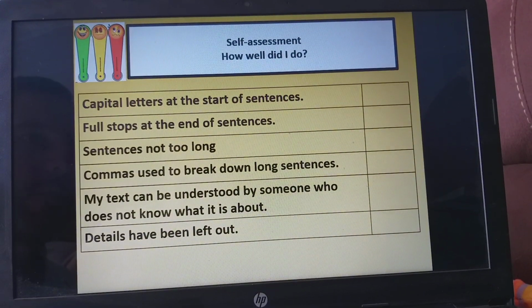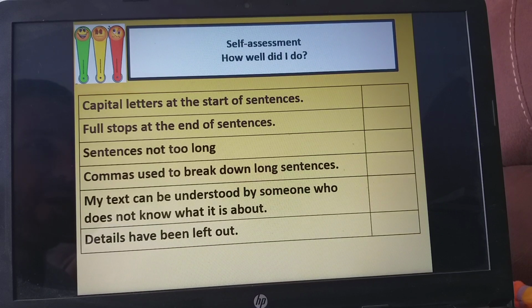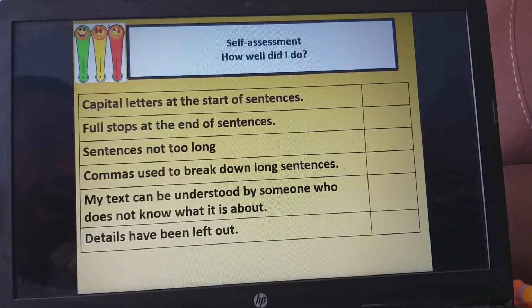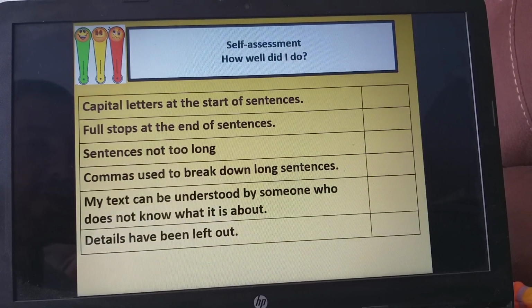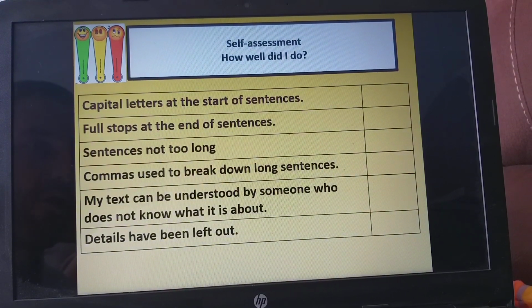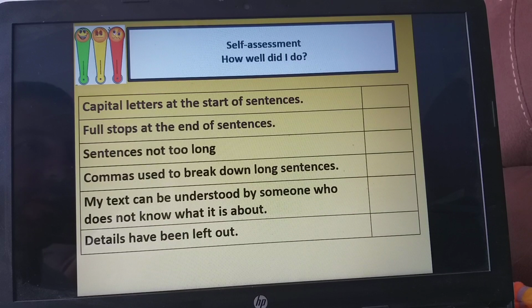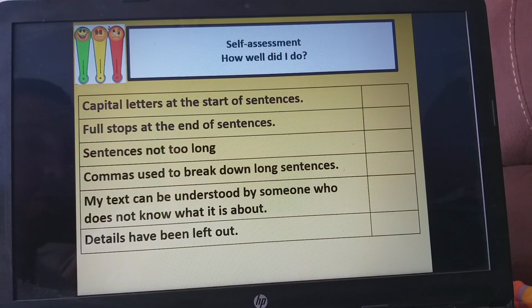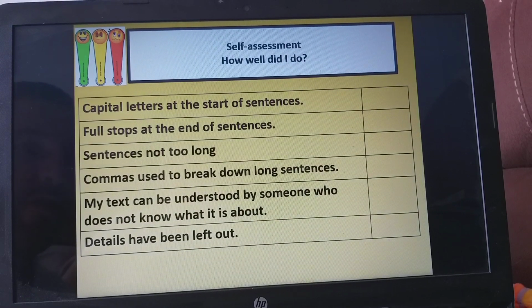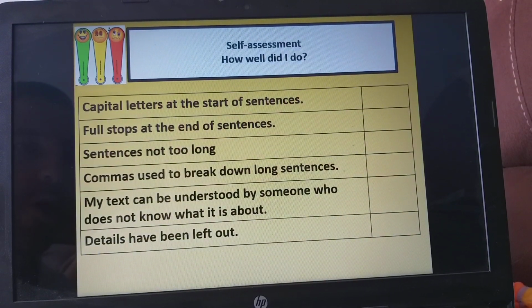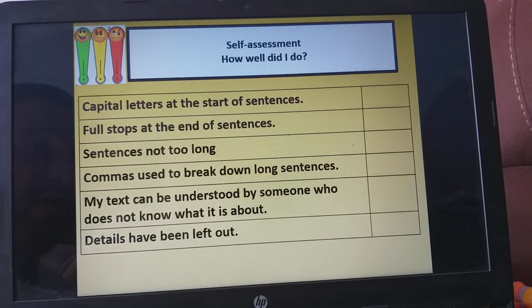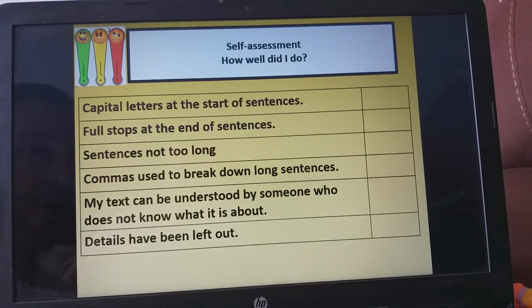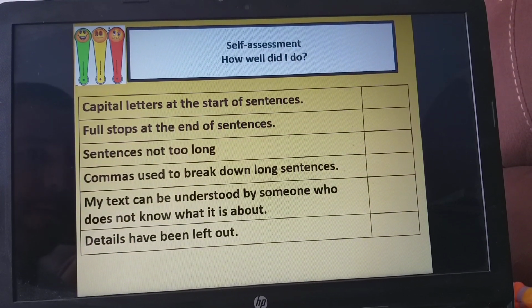And finally, you can use the self-assessment grid sheet here to actually try and work out for yourself how well you did with your summary. So first of all, when you've written your summary, check that you've got capital letters at the start of your sentences. Make sure you've got full stops at the end of sentences. Your sentences should not be too long. You saw my sentence there, about 10 words or less. Commas used to break down long sentences if you have them. All right, remember commas are where we take a slight pause.